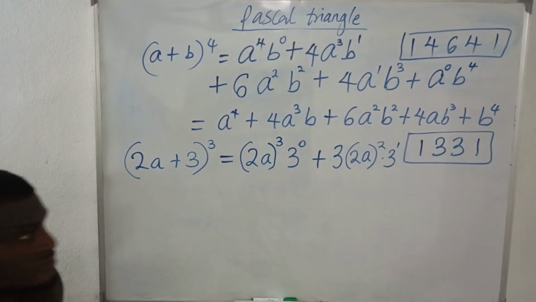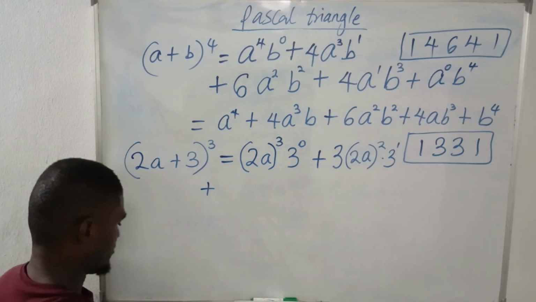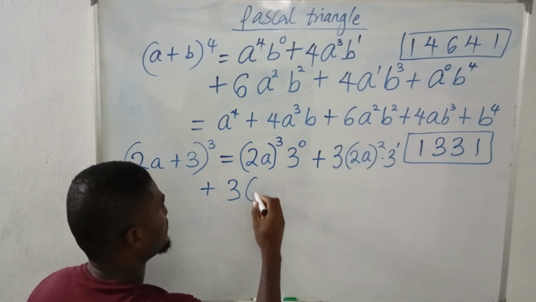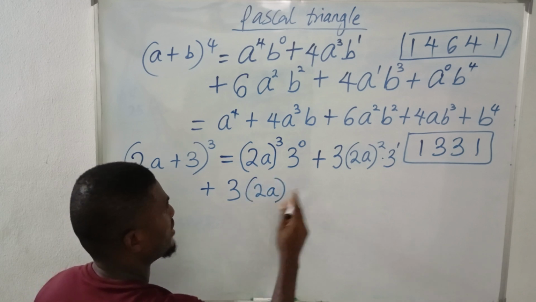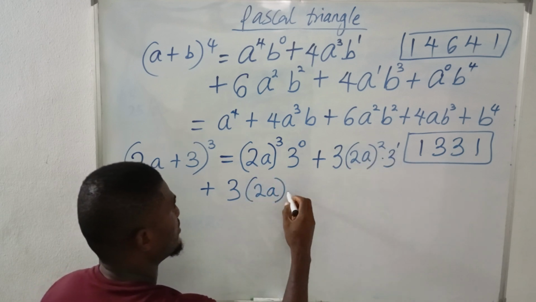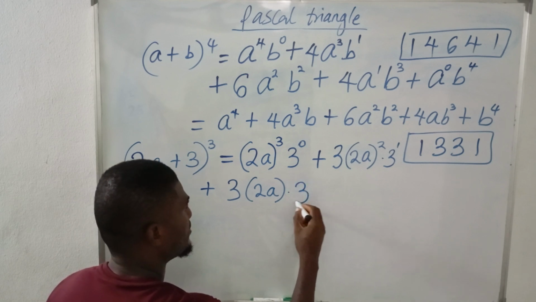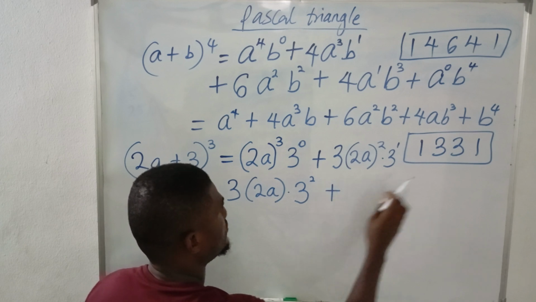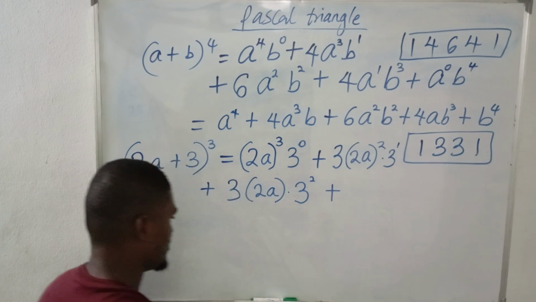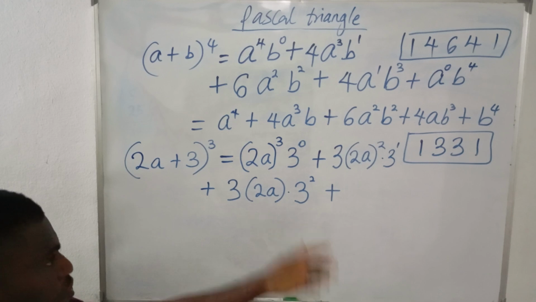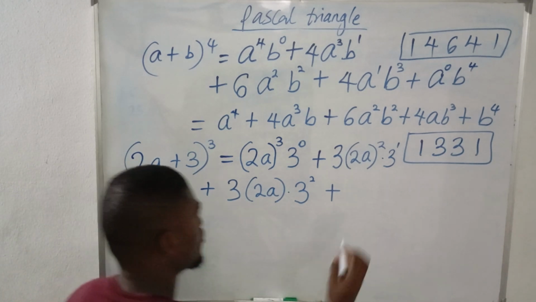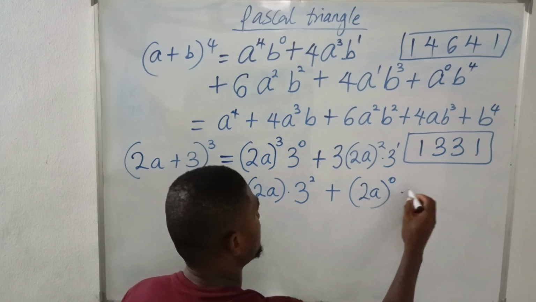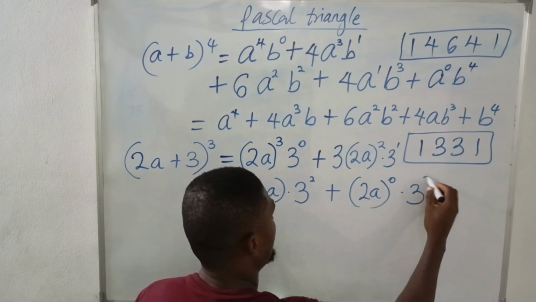Okay, now let's continue. Coefficient again 3, so I'll put down 3. First variable 2a, and the power will decrease from 2 to 1, times second variable, which is 3, and the power increases from 1 to 2, plus coefficient of 1, so I'm not writing anything. Okay, for the coefficient of 1, you don't write anything there. So we'll just go on with the first variable 2a together, the power is now 0, multiplied by the second variable, the power is now 3.